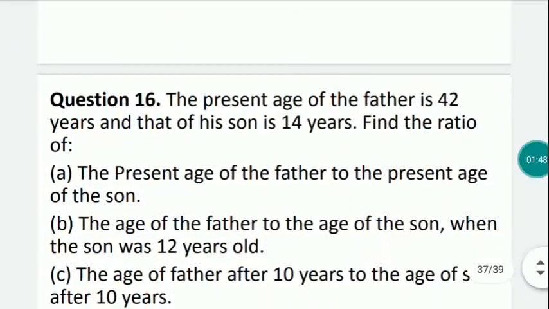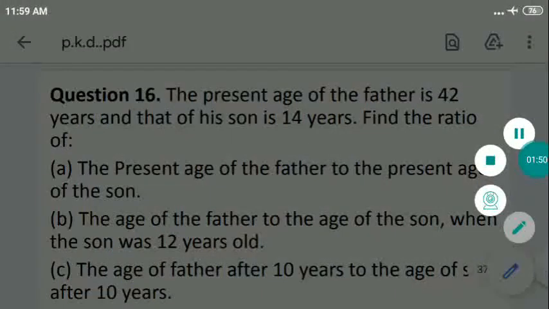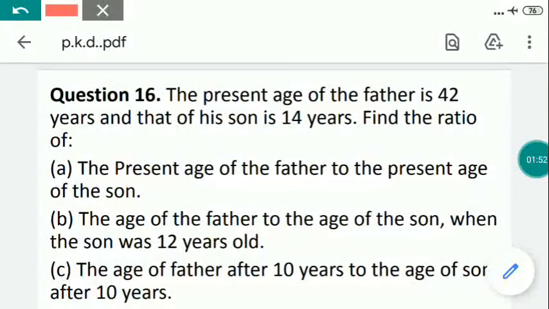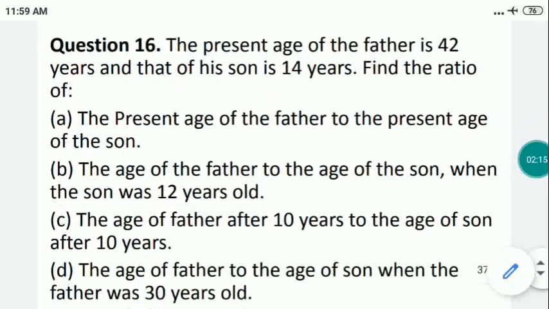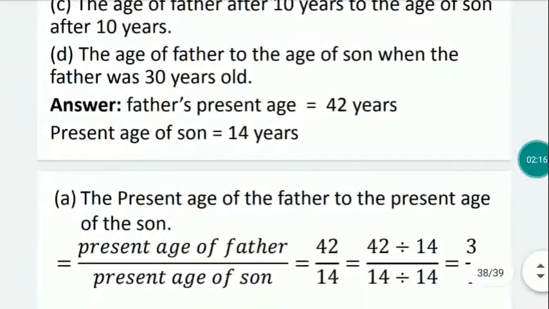Now question 16. The present age of the father is 42 years and that of his son is 14 years. Find the ratio of A, the present age of father to the present age of son. B, the age of father to the age of son when the son was 12 years old. And C, the age of father after 10 years to the age of son after 10 years. Now the answer is here.